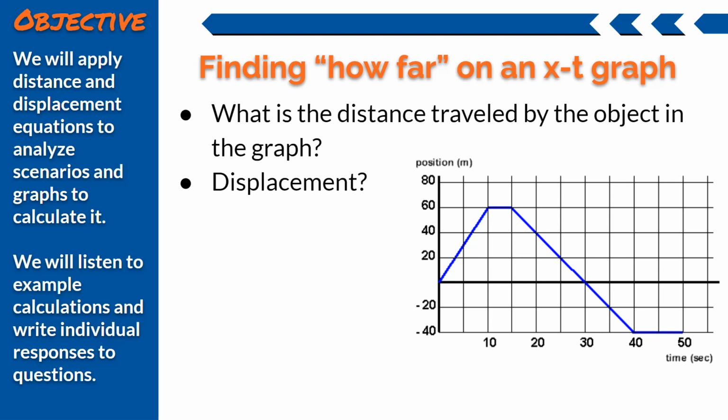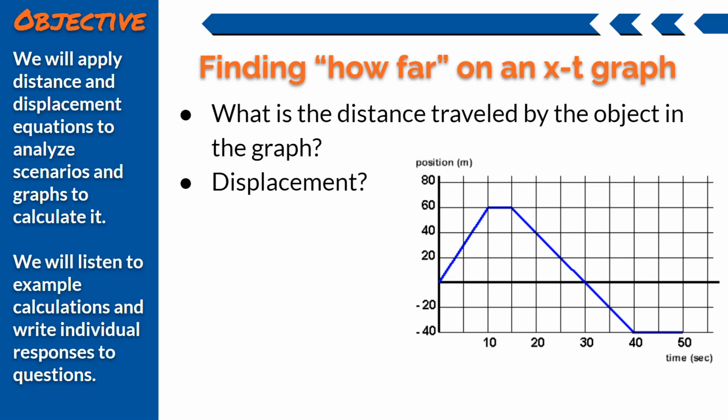So I need to answer these 2 questions. What is the distance that it traveled? Well, if I'm looking at distance, I don't care what direction I went. I don't care if it's forward or backward. All I care about is how far I traveled. I traveled 60, and then 60, and then 40. So how far did I travel in terms of distance? 160. That would be my distance, 160 meters.